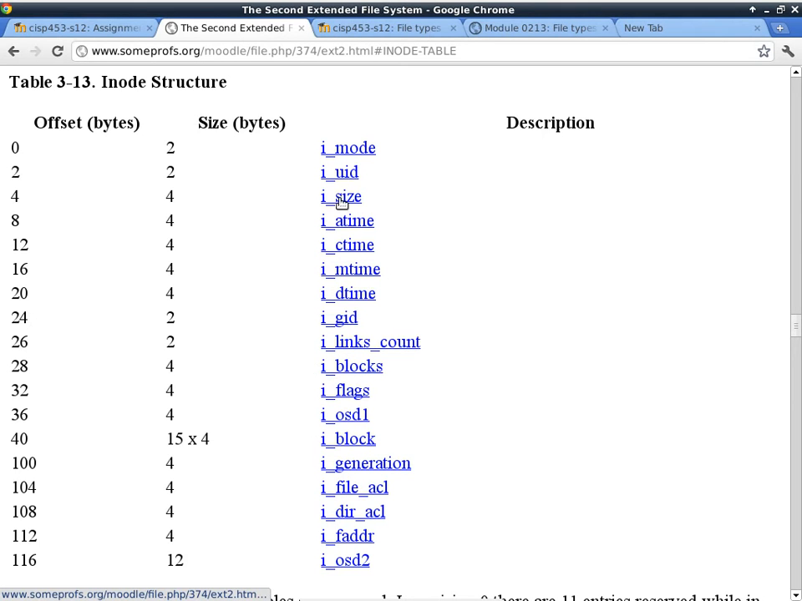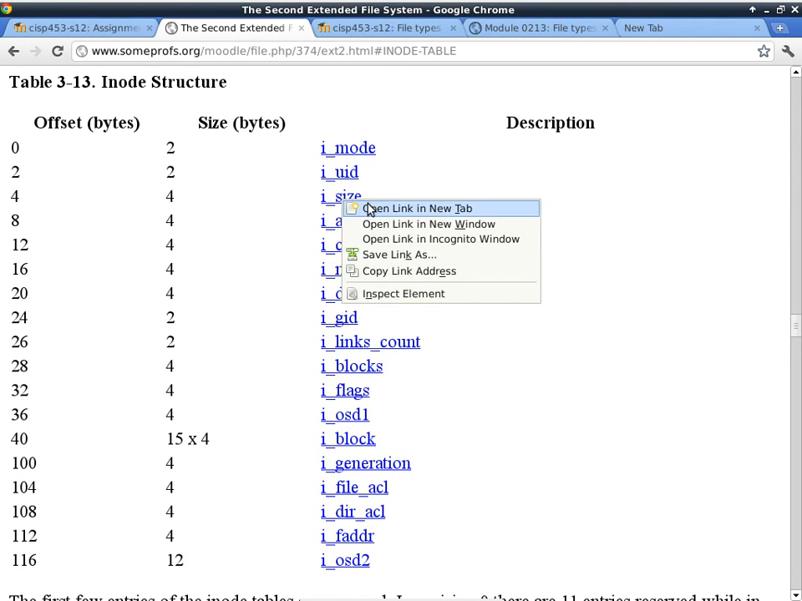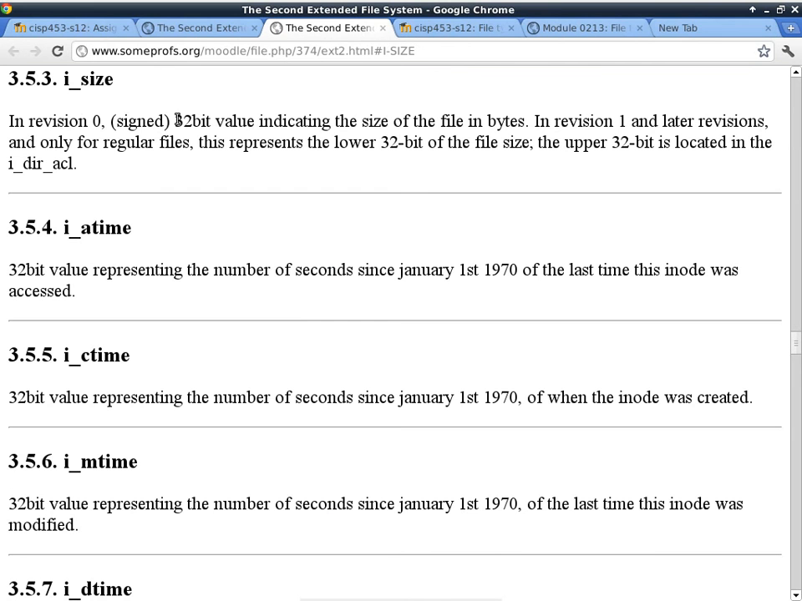Some of these are fairly easy to understand. Size is a 4-byte thing at an offset of 4, and it is just a 32-bit signed value indicating the size of the file in bytes. In revision 1 and later revisions, and only for regular files, it represents the lower 32 bits of the file size. The upper 32 bits are located in another structure. What happened to negative size? I have no idea.